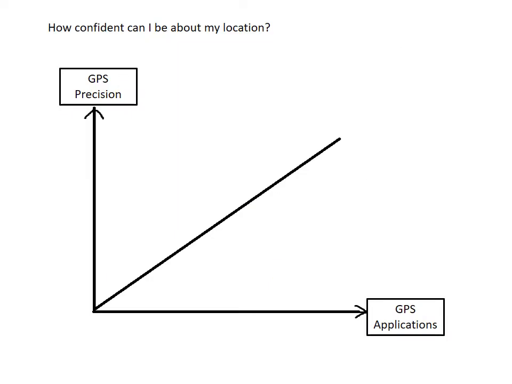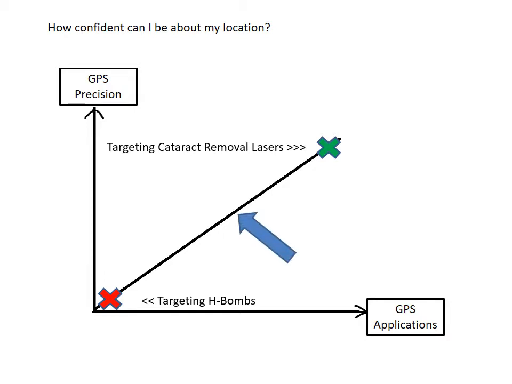You may wonder how confident you can be about your location. You know, different applications require different levels of precision. If you're going to drop an H-bomb, you don't need to worry about your precision as much as you would need to if you were using your GPS unit to perform eye surgery. What you can expect is precision about in this range, about plus or minus 10 meters.